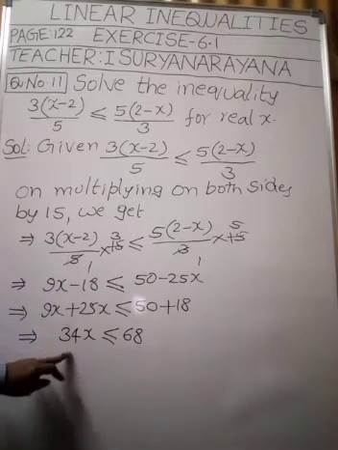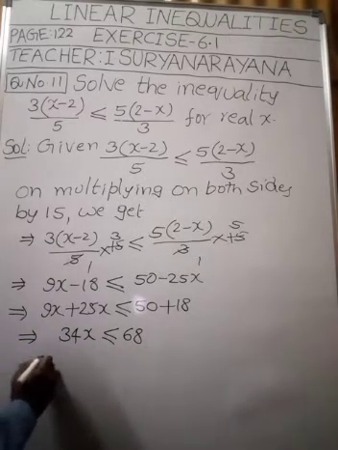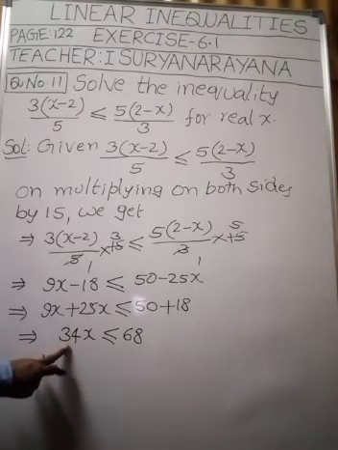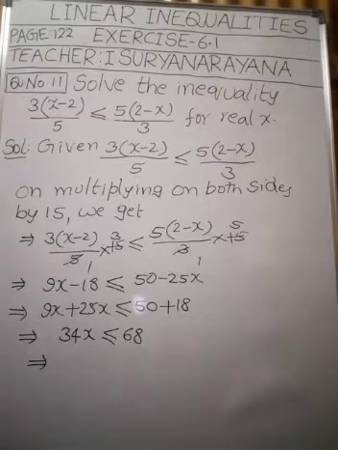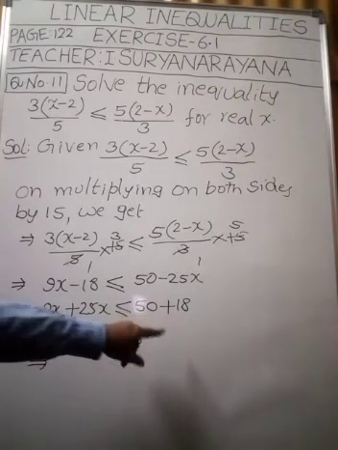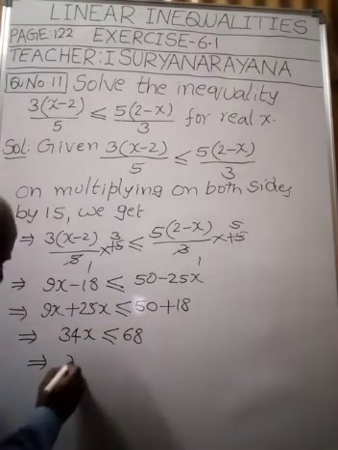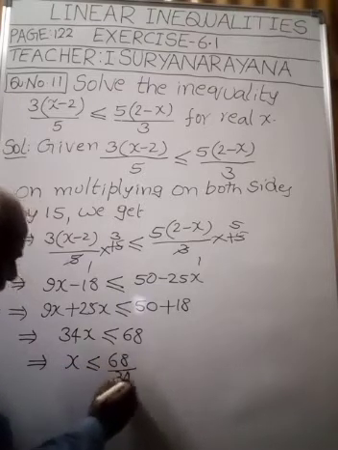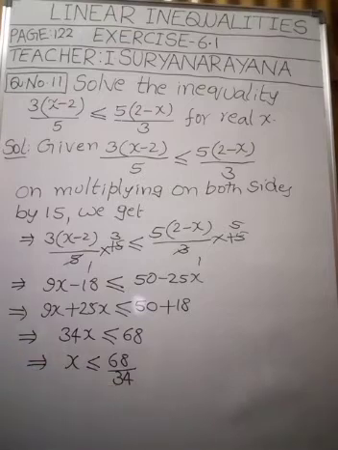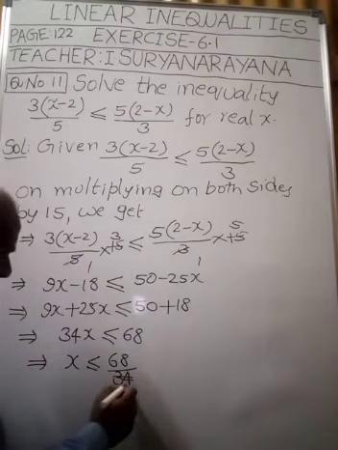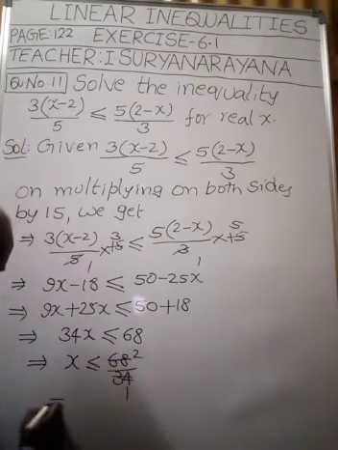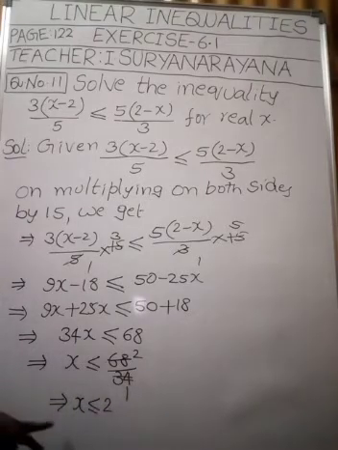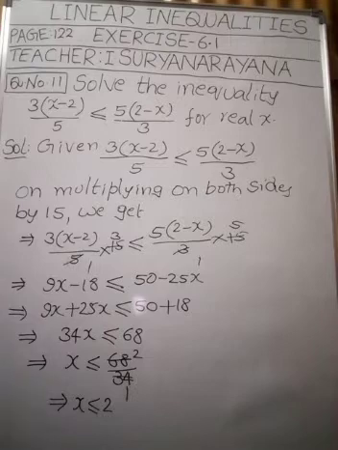Understood this step? Right. This implies we have to transpose this 34 to RHS. Here it is multiplying. So it becomes divided by. So x less than or equal to 68 divided by 34. Understood this step, my dear children? Right. So 34 1 times, 34 2 times. This implies x is less than or equal to 2. x less than or equal to 2.